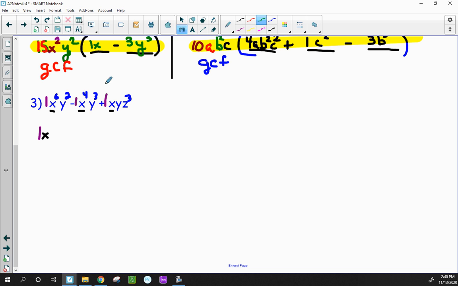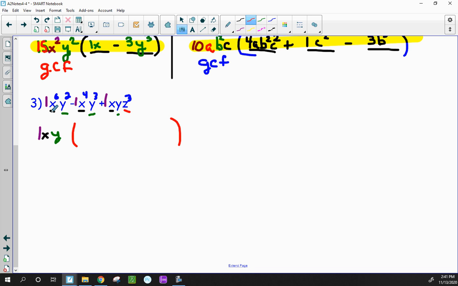And then we're going to go to the y's. We have y to the second, y to the third, and y to the first. All of them have at least y to the first. And then I noticed the last term actually has a z to the third, but the first term and the second term do not. So because all 3 terms do not have a z, we do not put it outside in the common factor. If you put it here, you're telling me every single term has those letters.